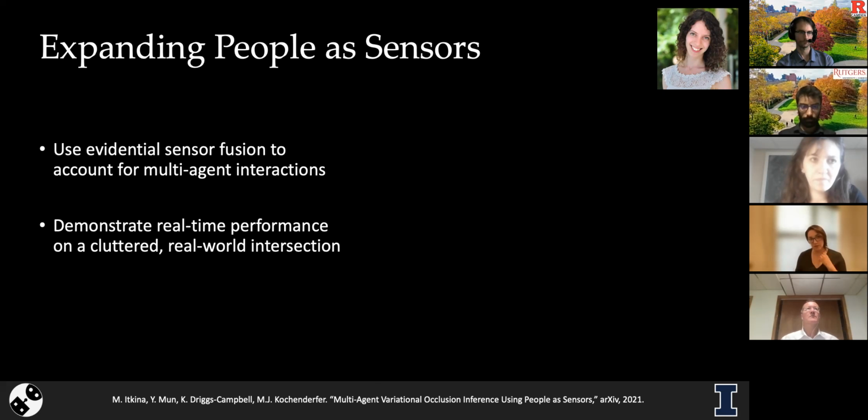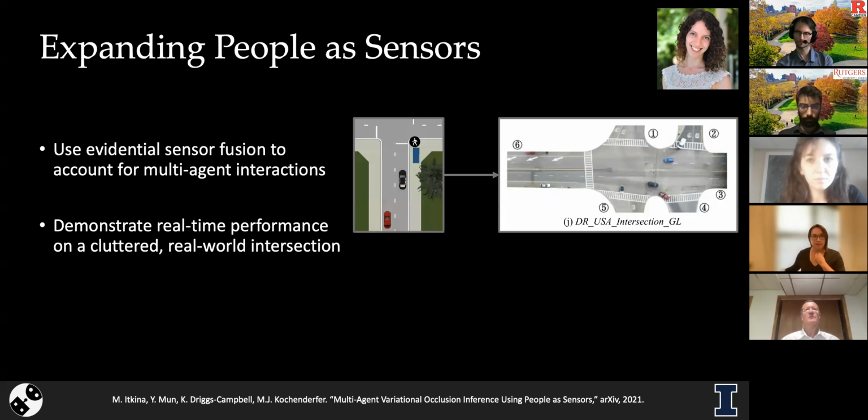So evidential sensor fusion is very good for basically disentangling those factors. And we also wanted to look at these more realistic intersections or scenarios. So what we did is we shifted from this very constrained, but what I think is a fun scenario, to a more realistic scenario in the INTERACTION dataset. So we have a very crazy cluttered intersection.